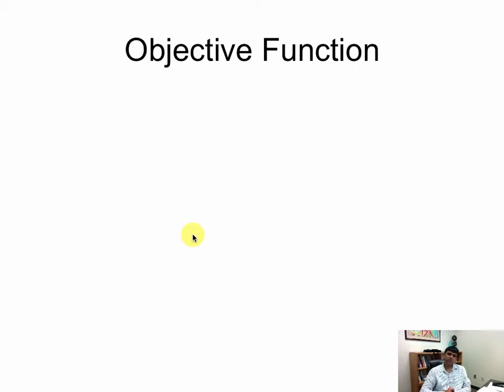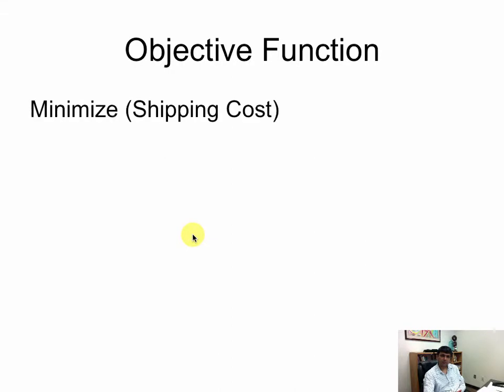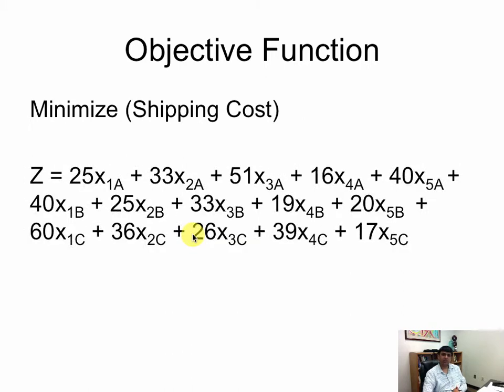Now finally to the objective function, which is minimize. So we are told to minimize the shipping cost, and the Z function will be given by multiplication of the cents per ton by the number of tons from the plant to the warehouse, and then we sum it up for each combination.